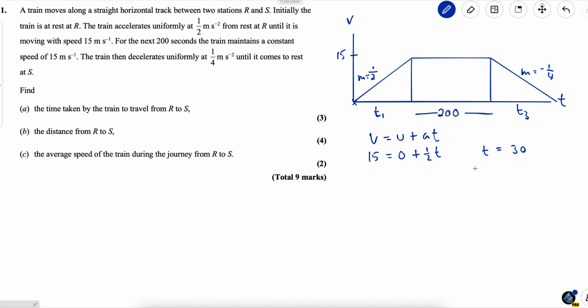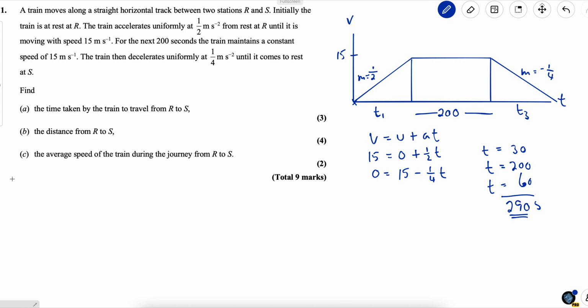For the second part of the journey, we've already got that, time is 200 seconds. And for the third part of the journey, final velocity is 0, initial velocity is 15 up here, and the acceleration is -0.25, and then t, so t is equal to 60. And altogether that gives me 290 seconds.